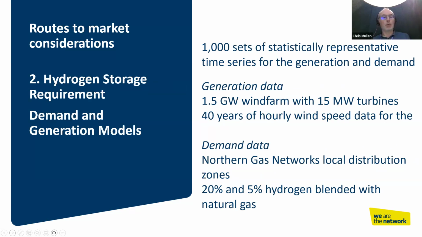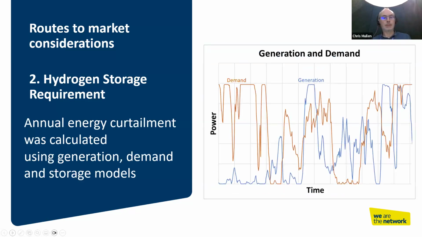Generation was based on a 1.5 gigawatt wind farm and using 40 hours of hourly wind speed data. The demand data was taken from various local distribution zones from Northern Gas Network, using or assuming 20% and 5% hydrogen blended with natural gas. Next slide, please, Michelle.